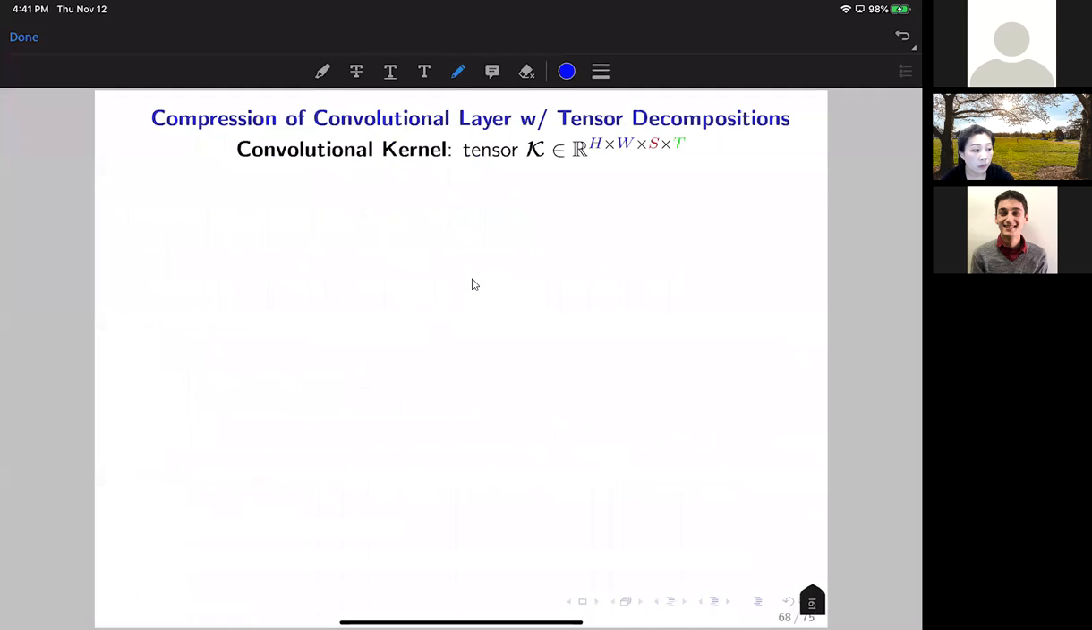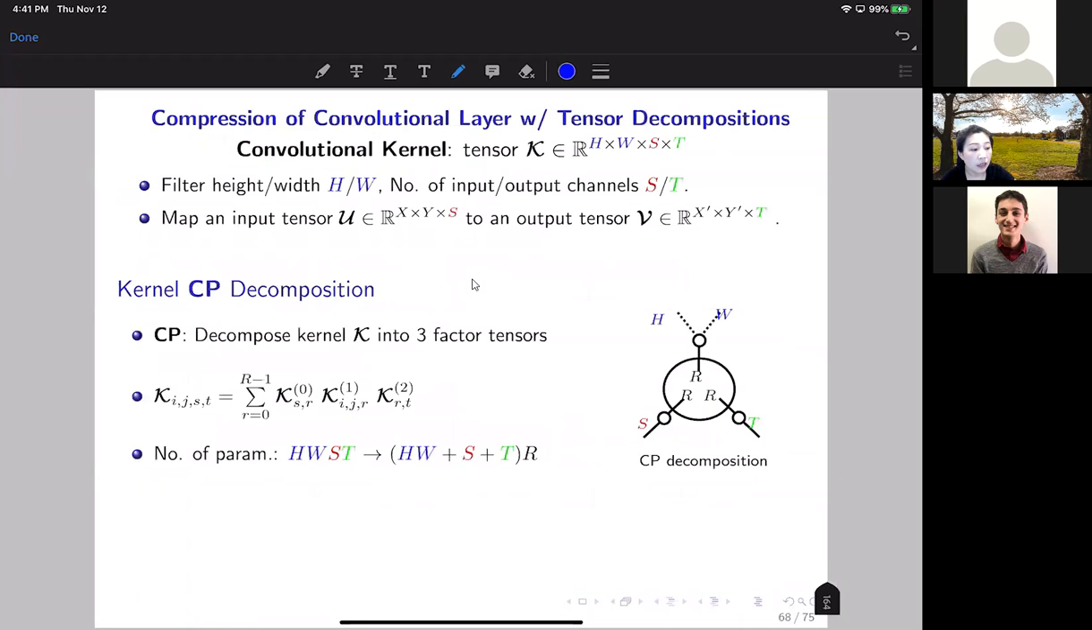Okay, so then, you can see you can do a compression of a convolutional layer with respect to tensor decomposition. Essentially we say for a convolutional kernel, you can think of it as a fourth order tensor with the height, width of the filter and the input number of channels S and output number of channels T, right? And essentially what we're doing is a decomposition of the fourth order tensor.